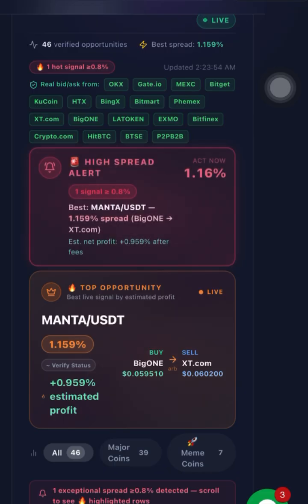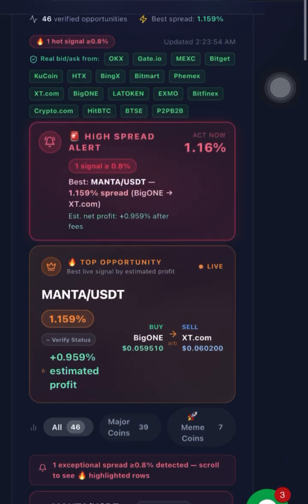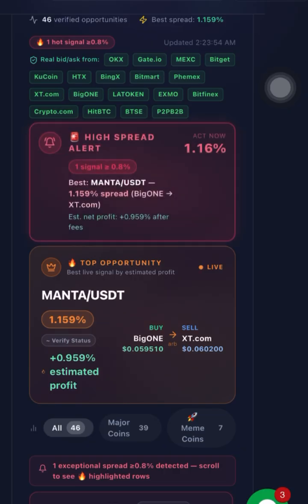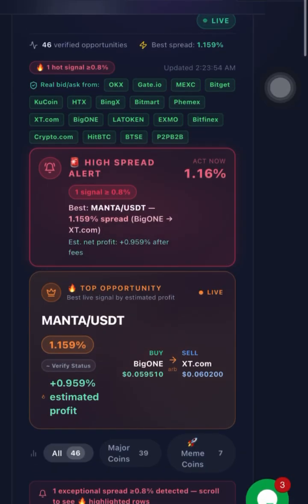I will show you how to use it as well, and how to buy the coin and how to sell the coin, because people don't know how to buy a coin and how to sell it in order to make profit. So I'll show you that one as well.